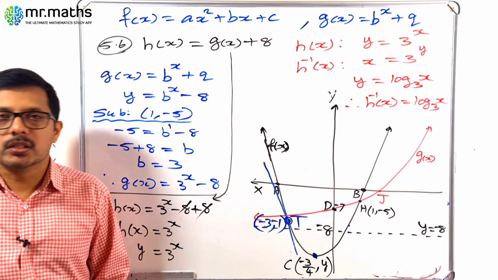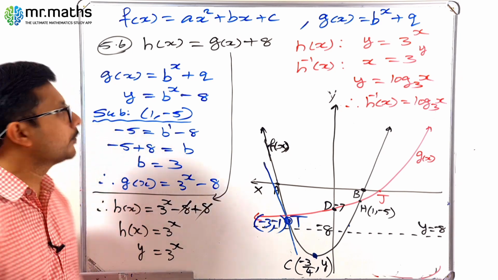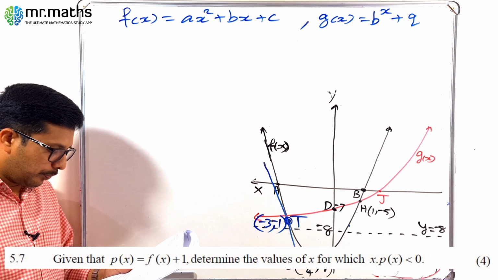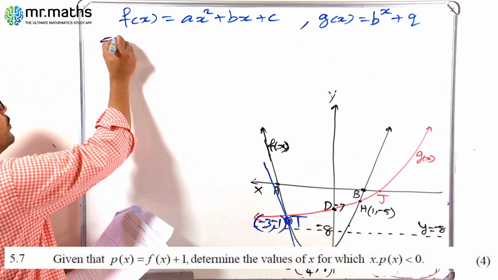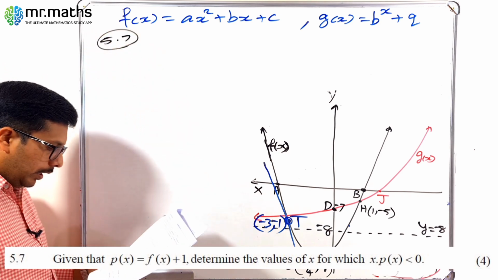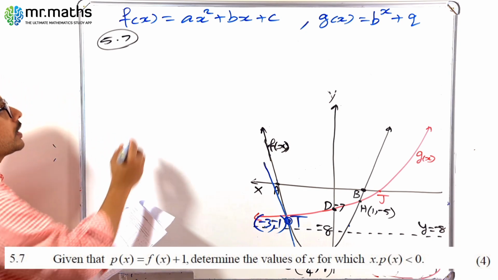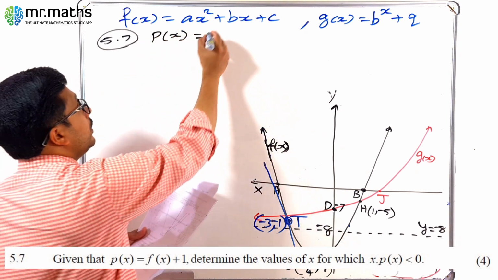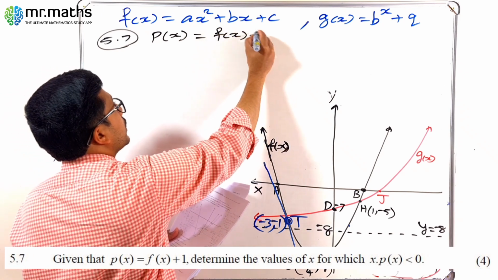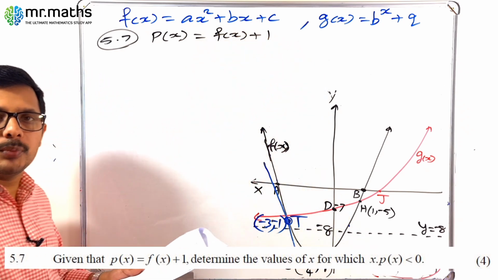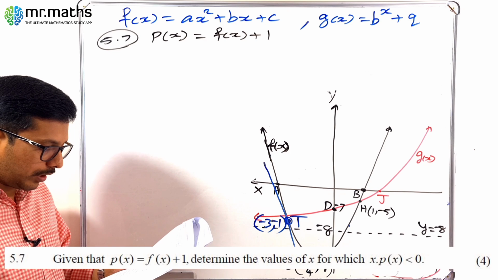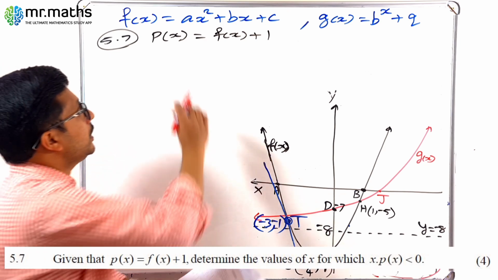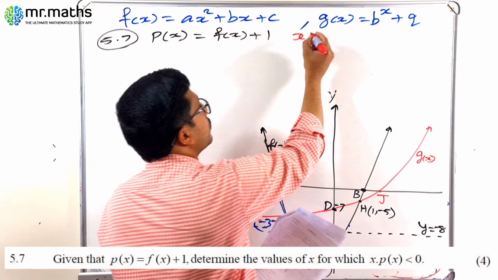Now let's move to the next question, question number 5.7. What is that question? Given that there is another function p of x, and what is that one? p of x is f of x plus 1. Given that p of x is f of x plus 1, determine the values of x. If it is like this, you have to find the values of x.